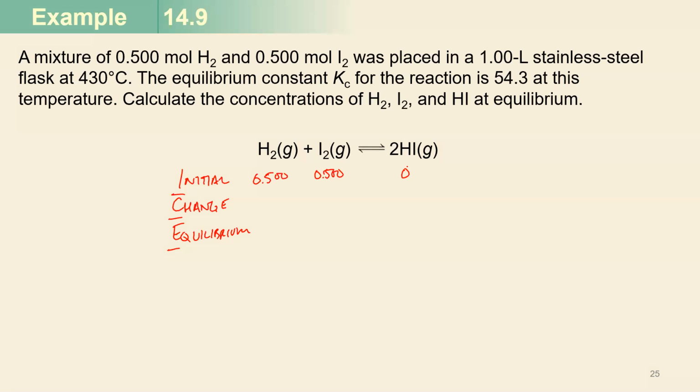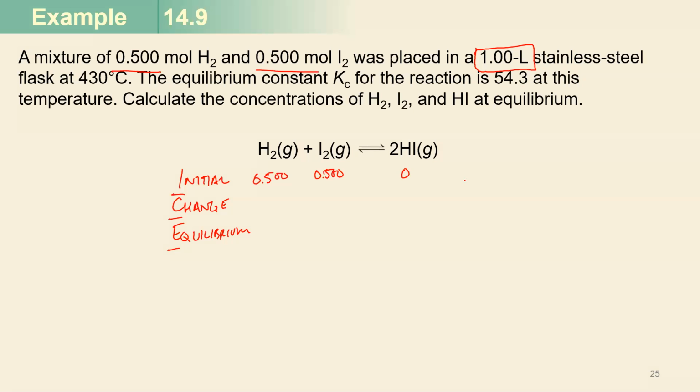Now I did remember to take into account the fact that this was a 1 liter vessel, a little bit easier to do this time. We ended up in trouble on Monday where I forgot to convert my moles into concentrations to plug them into K. And so remember K requires concentrations. And so you have 1/2 mole of H2, 1/2 mole of I2 in a 1 liter container.